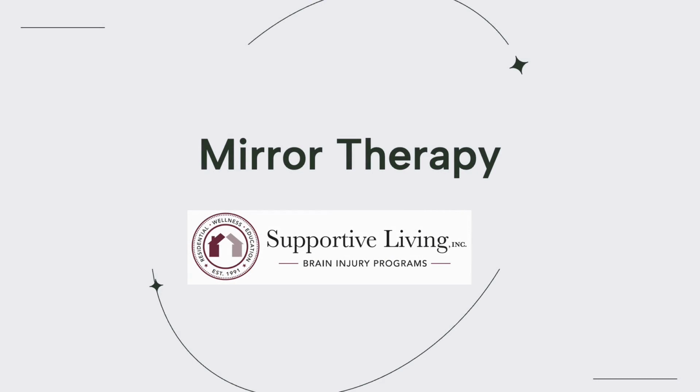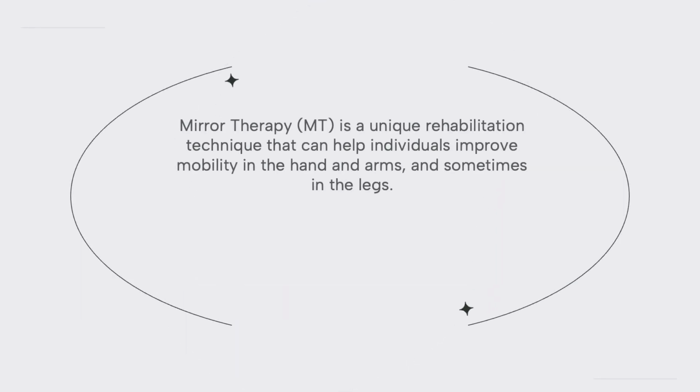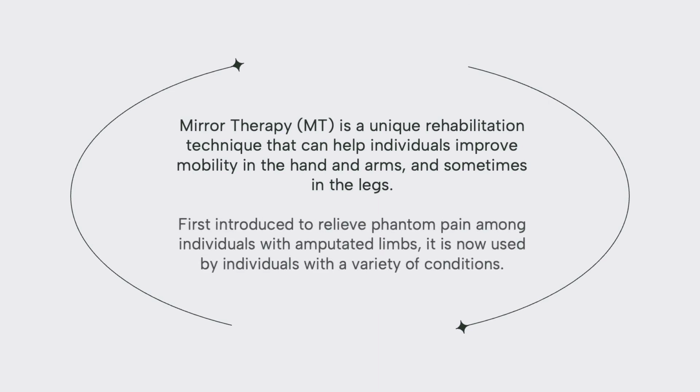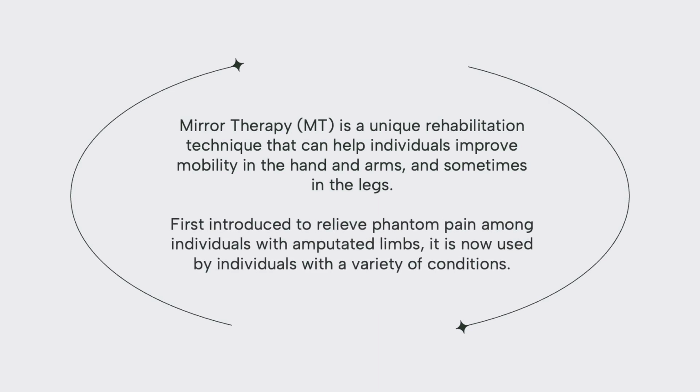In this video, we will be discussing mirror therapy. Mirror therapy is a unique rehabilitation technique that can help individuals improve mobility in the hand and arms, and sometimes in the legs. Mirror therapy was first introduced to relieve phantom limb pain among individuals who experienced pain in their amputated limb. However, since then, it has been used by individuals with a variety of conditions, including stroke and brain injuries.